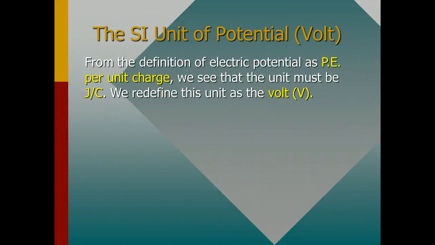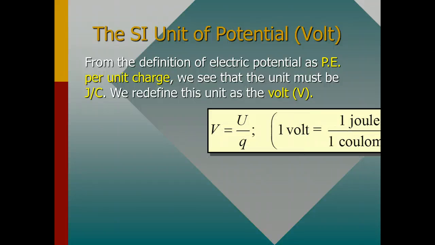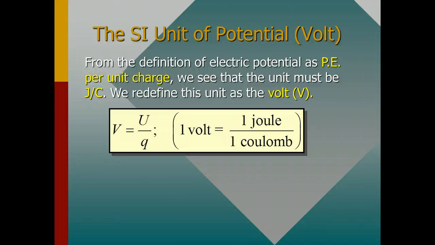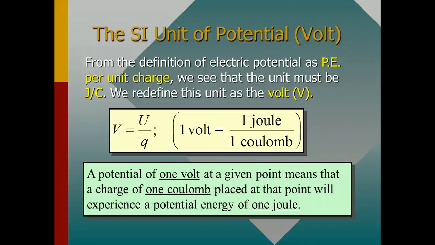We redefine that unit of joules per coulomb as the volt. So the volt is equal to 1 joule per coulomb. So that means that 1 volt tells us that 1 coulomb of charge would have 1 joule of energy at that point. So if we had a point where the potential was 1 volt, that means a charge of 1 coulomb will have 1 joule of potential energy at that point.